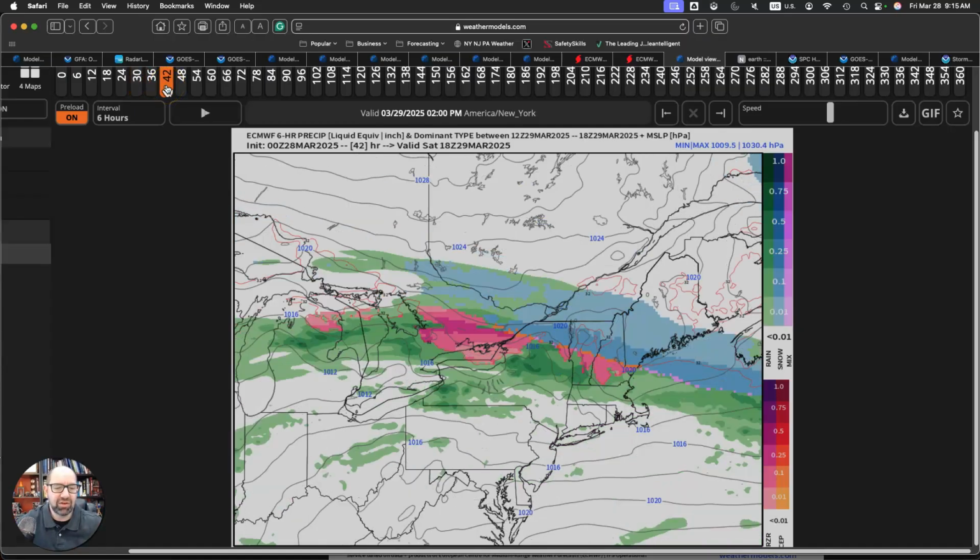I can't rule out an isolated shower, but overall it's going to be a very nice day with high temperatures ranging from the lower to mid 70s along the coast, mid to upper 70s over the interior, and also upper 70s to a few lower 80s in the Delaware River Valley. So a very, very nice day is expected around the region.